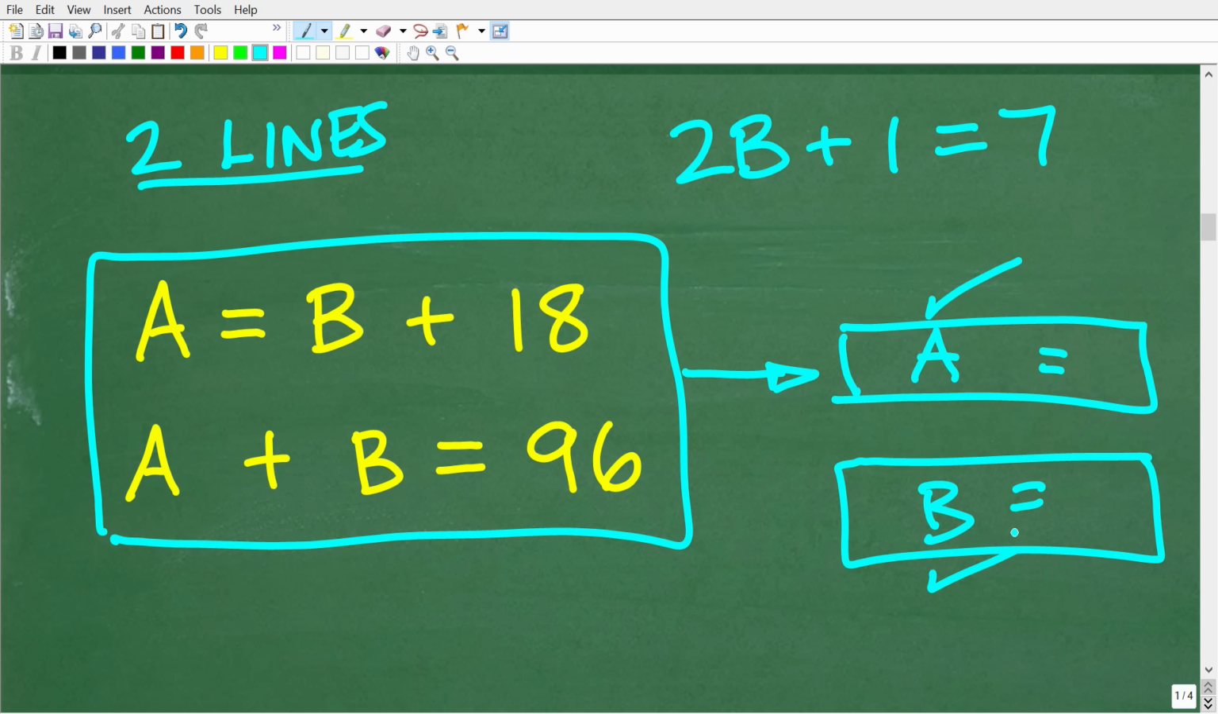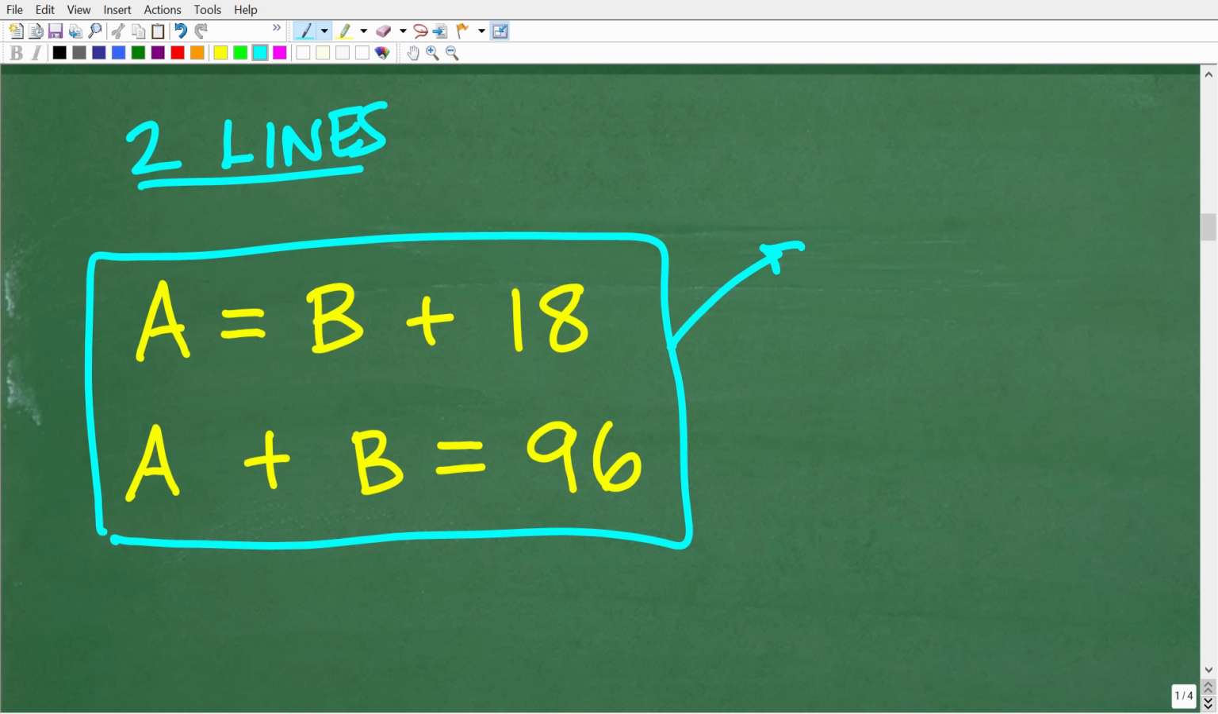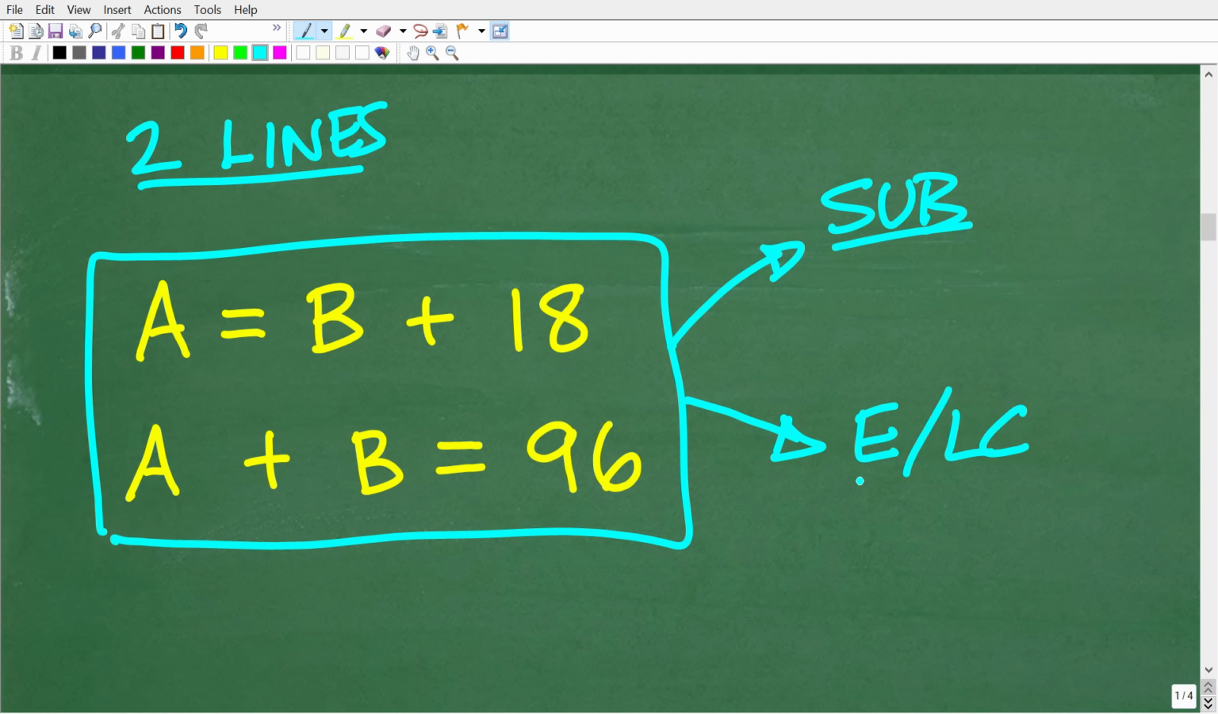Okay, so this is kind of the main idea in these two techniques. These methods are called the substitution method and the elimination, or linear combination, method. You need to know both of these methods in algebra. Both are perfectly great methods, and you need to know how to use both of them. But in some circumstances, it's easier to use one method over the other.